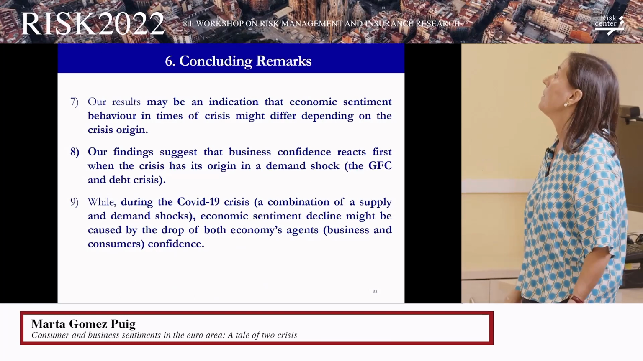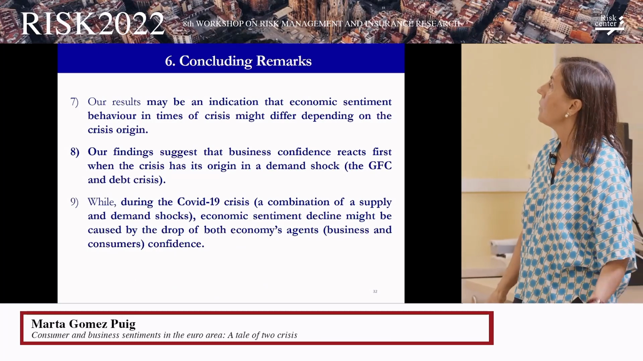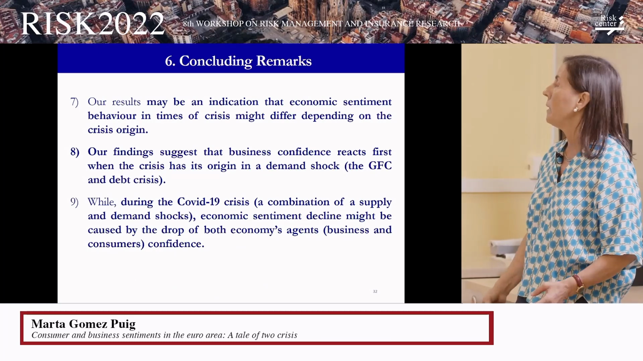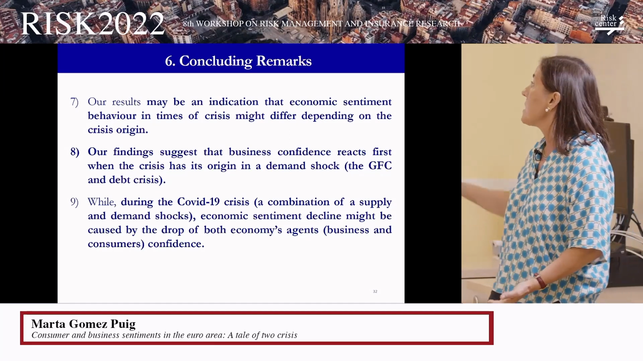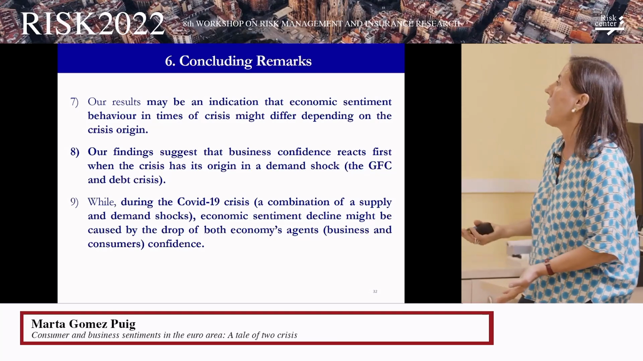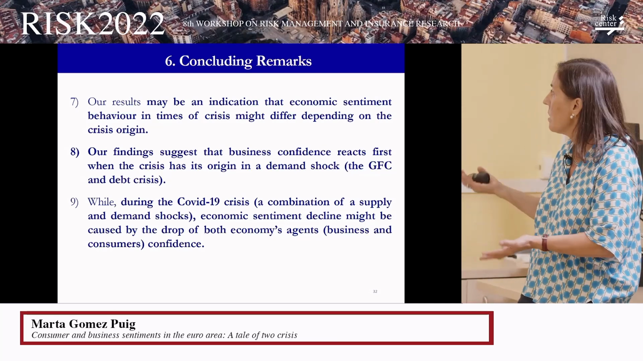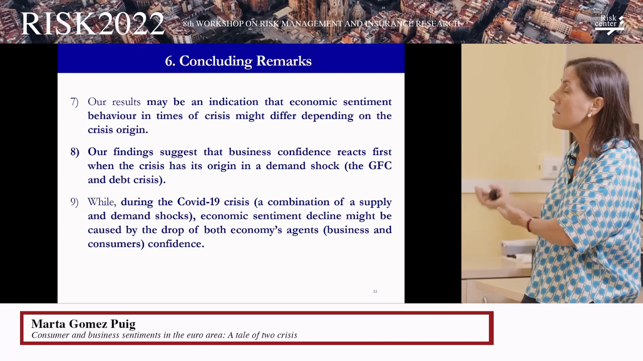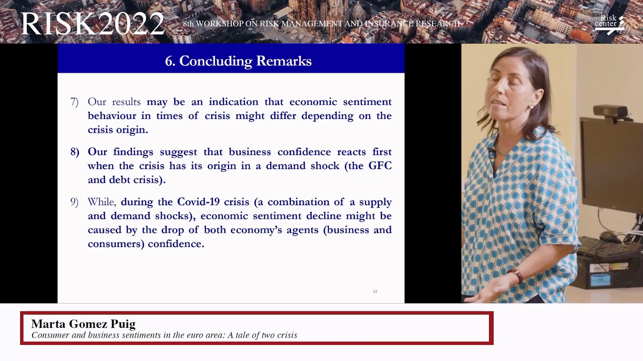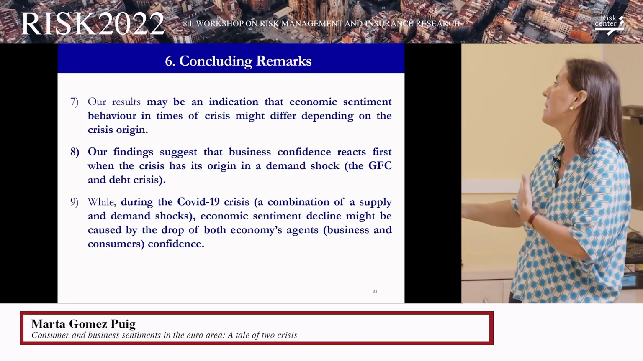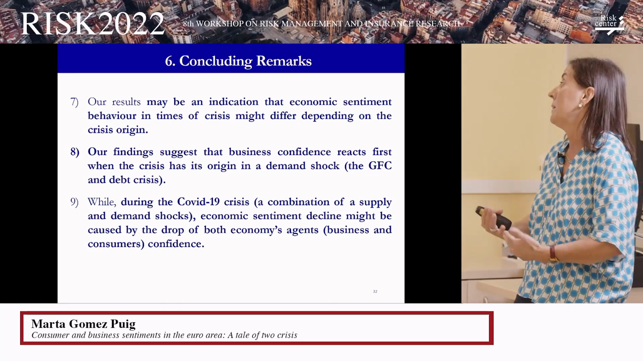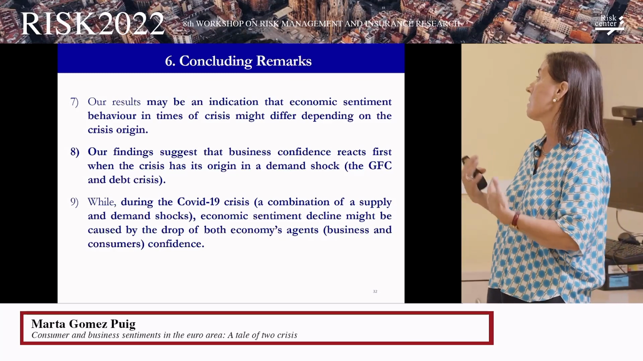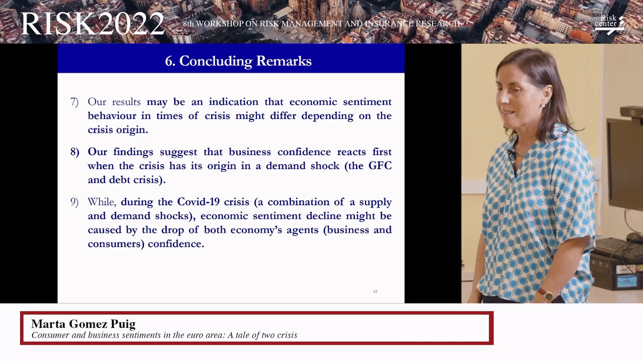Our results may be an indication that economic sentiment behavior in times of crisis might differ depending on the origin of the crisis. They suggest that business confidence reacts first when the crisis has its origin in a demand shock, such as the global financial and debt crisis, while during the COVID-19 crisis, which is a combination of a supply and demand shock, then economic sentiment decline might be caused by the drop of both economic agents' confidence, business and consumers. That's all. Thank you very much for your attention.